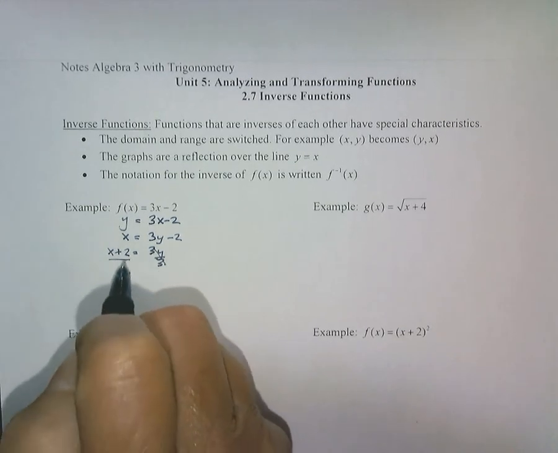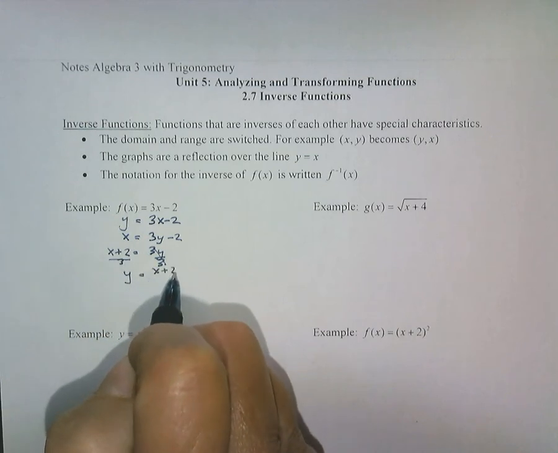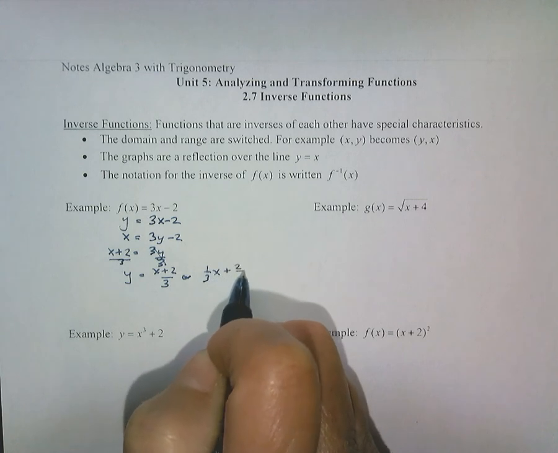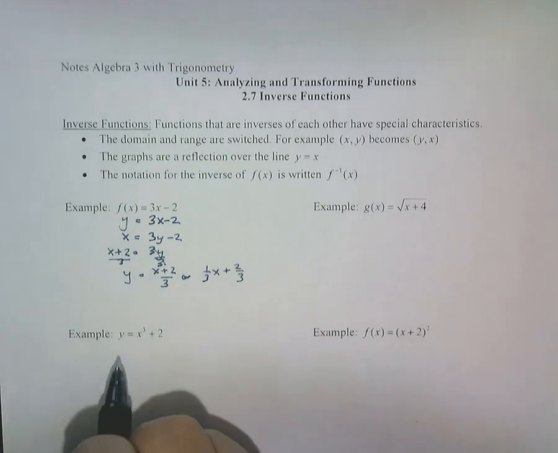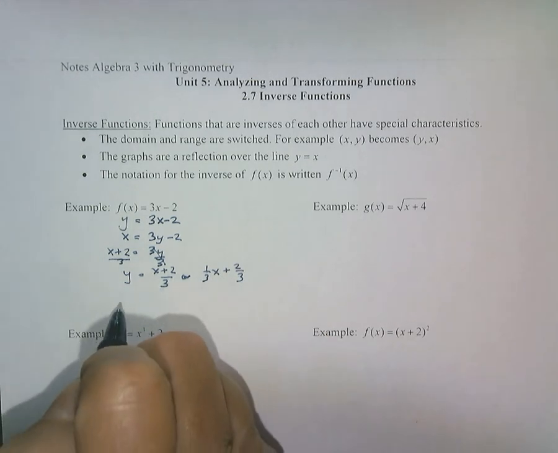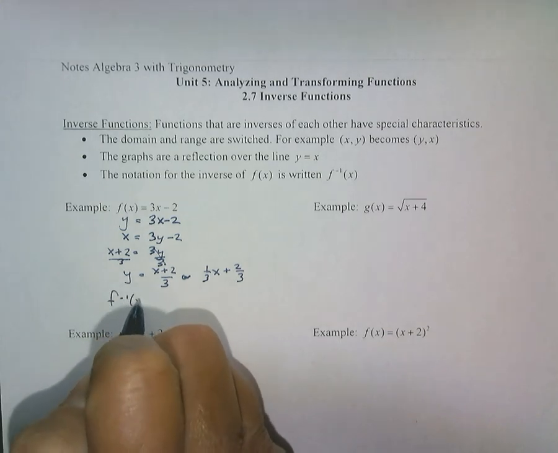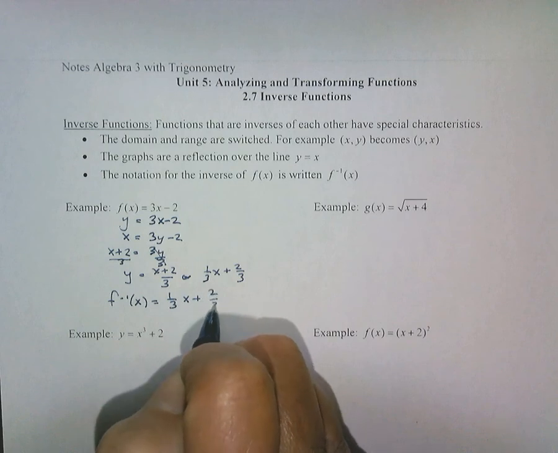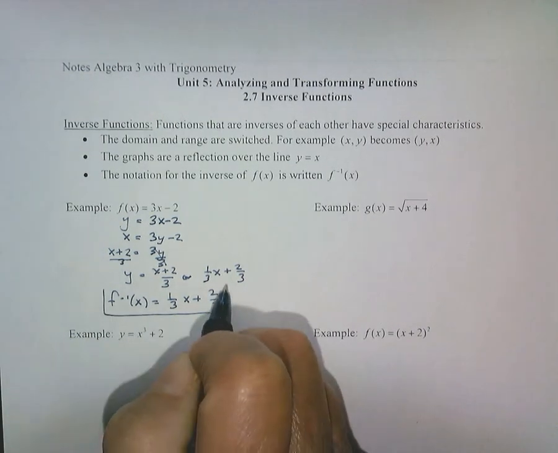So I get y is equal to x plus 2 over 3, or 1/3 x plus 2/3. And then it would typically be written to show that it's an inverse of the function. So I'm going to say f to the negative 1 of x is equal to 1/3 x plus 2/3.